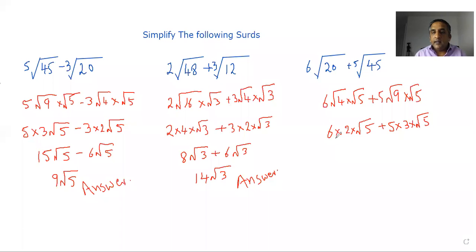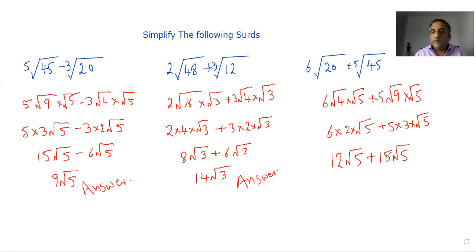Now we can simplify them, or we can work them out. We can times 6 with 2. When you times 6 with 2, we get 12 square root of 5, and 5 times 3 is 15 square root of 5. Okay, it's not minus, sorry, it's plus. So 12 square root of 5 plus 15 square root of 5.